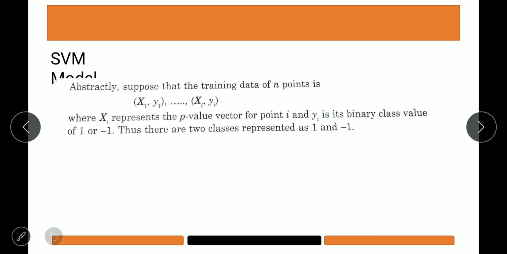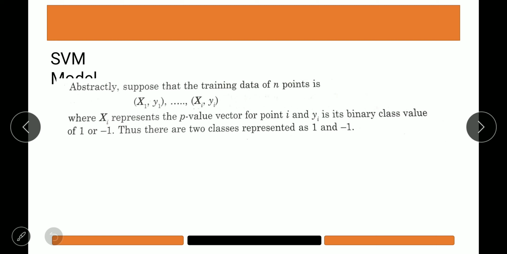Okay, so we will model here. Abstractly, suppose that training data of n points is (x1, y1) to (xn, yn), where xi represents the p-dimensional vector for point i and yi is its binary class value of 1 or minus 1.